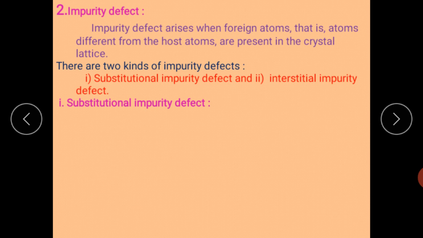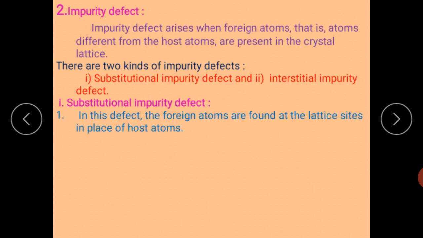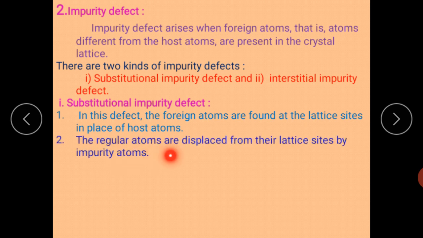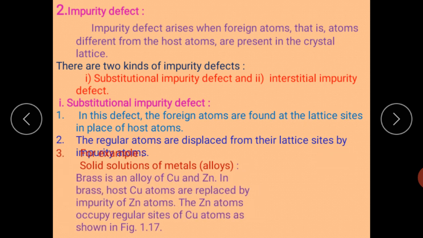In this substitutional impurity defect, the foreign atoms are found at lattice sites in place of the host ions. This means regular atoms or regular ions may be replaced by foreign atoms or ions. The regular atoms are displaced from their lattice sites by the impurity atoms as shown in the figure. For example, solid solutions of metals, alloys.